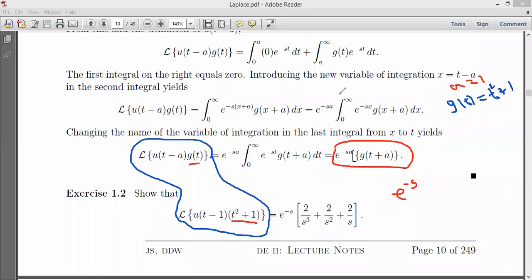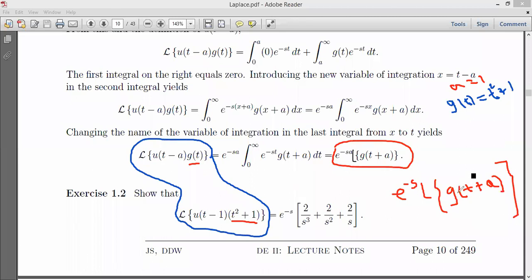So I go back and maintain my place, right here. So this is e to the minus s. Remember the a is 1. So I have now the L, the Laplace of G, then this is t plus a. Okay, that is what I have. I hope we are together.